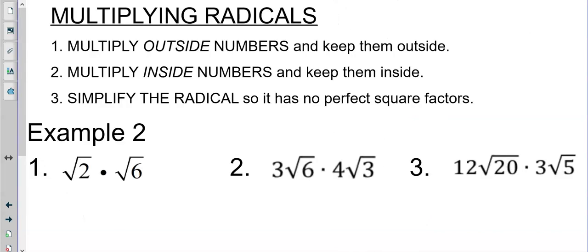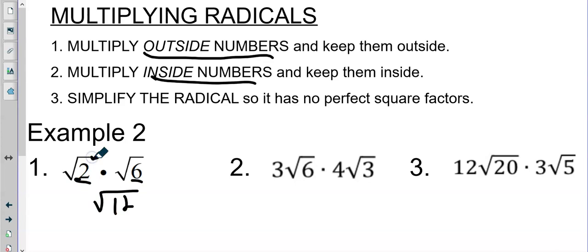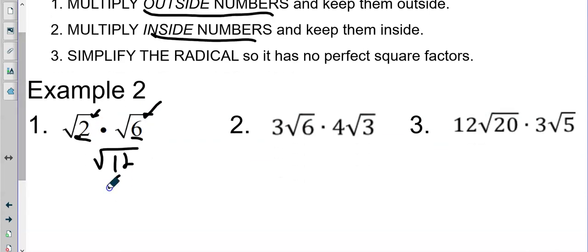All right, multiplying. We do outside numbers with outside numbers, inside with inside. So these are both inside the radical, so I just get radical 12. Now think about it. This number does not simplify, and neither does this. There's no perfect square that goes into it. But now that we have 12, we do have 4. 4 is a perfect square. 4 goes into 12 3 times. This simplifies to 2 times radical 3.